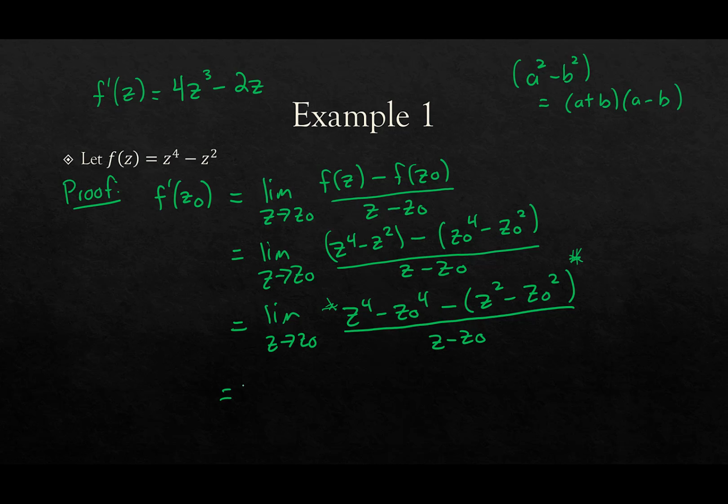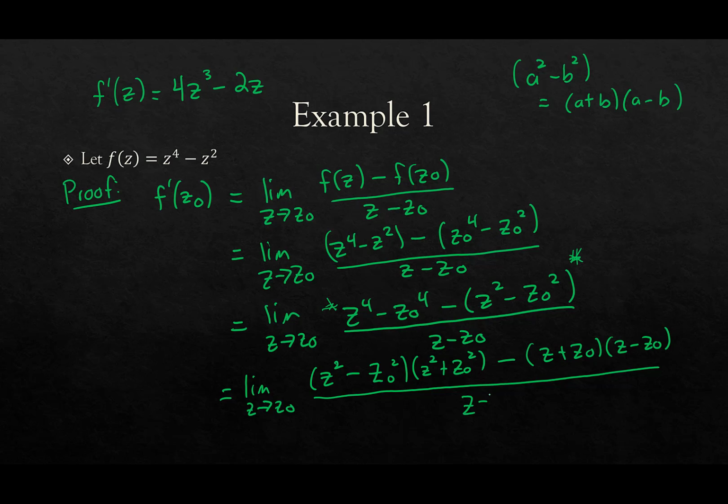So if we use those formulas, this is equal to the limit as z approaches z naught of z squared minus z naught squared times z squared plus z naught squared. That's a difference of two squares on the z to the fourth minus z naught to the fourth, minus z plus z naught times z minus z naught. That's the difference of two squares on our second quantity, all over z minus z naught.